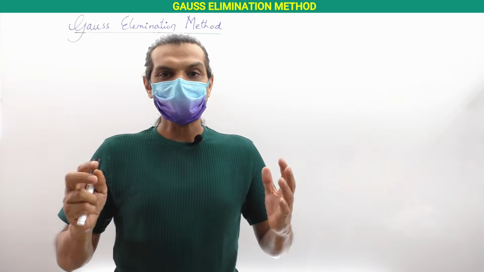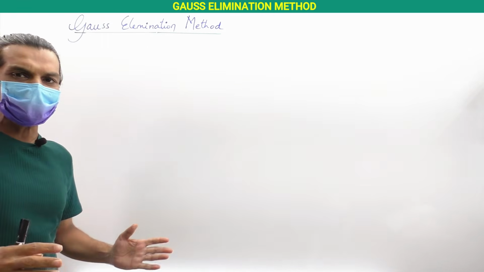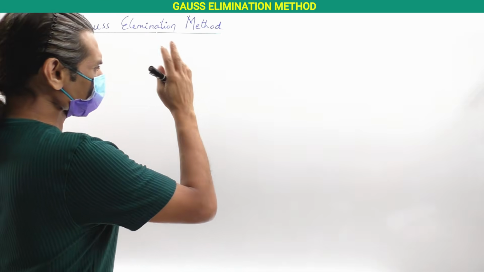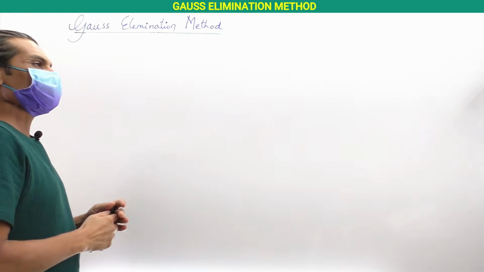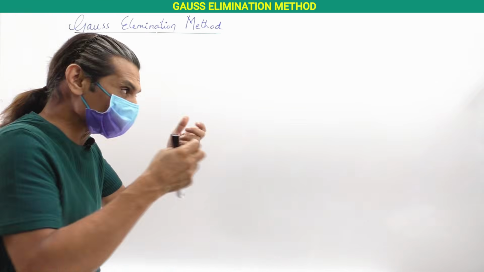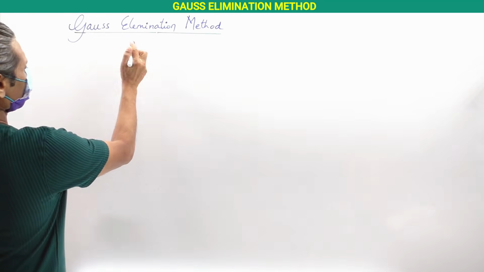Now, as we already discussed, the Gauss elimination method is used to solve a system of non-homogeneous equations. Let's make it very simple here, as I always do. Please pay attention to the theory part, it will be easier for you to solve the problems further. Now, let me write a system of non-homogeneous equations.